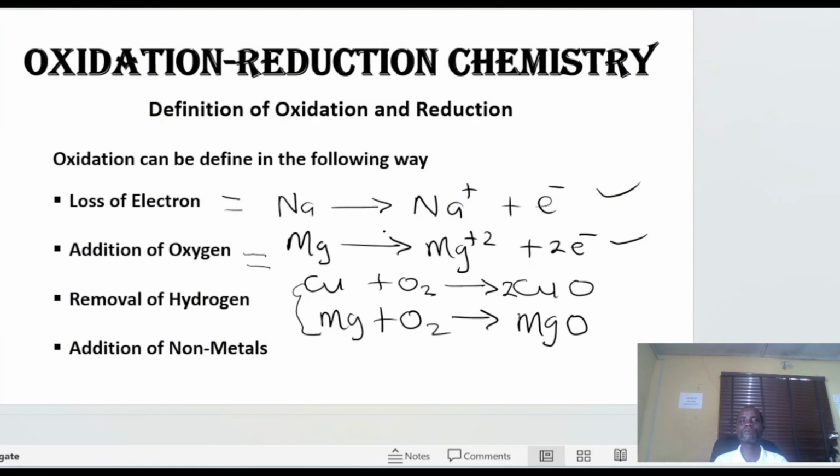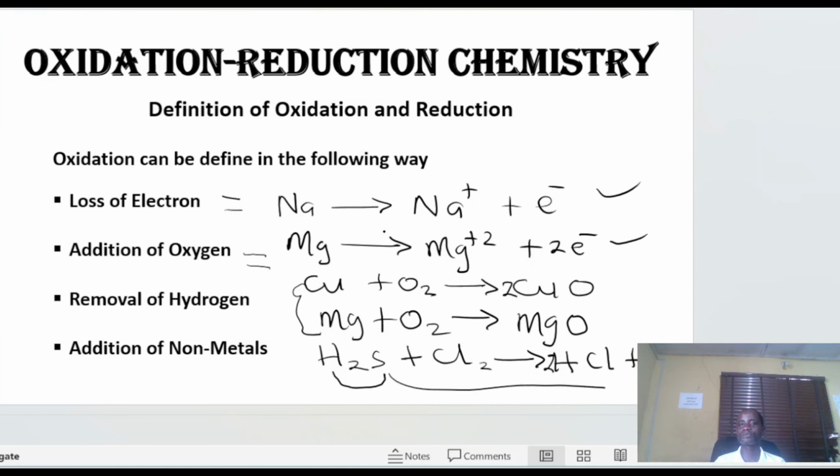Now the third one is removal of hydrogen. Let's look at these reactions. When you have hydrogen sulfide plus chlorine gas, it produces hydrochloric acid plus what? Deposition of sulfur. This reaction is pure oxidation because you remove hydrogen from hydrogen sulfide to give what we call sulfur, and therefore removal of hydrogen also brings about oxidation.